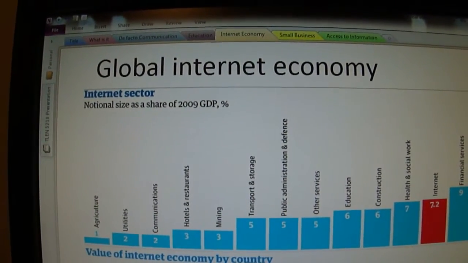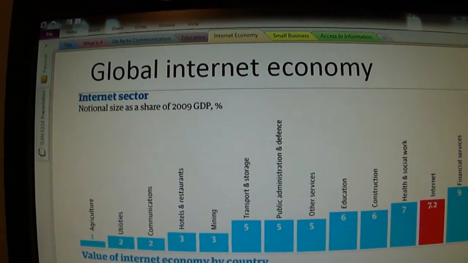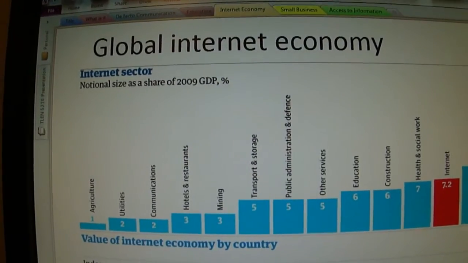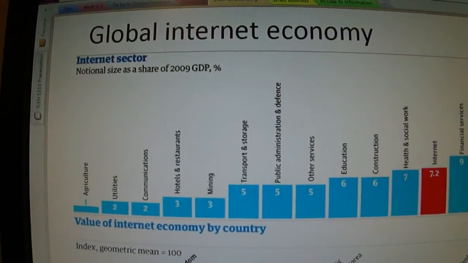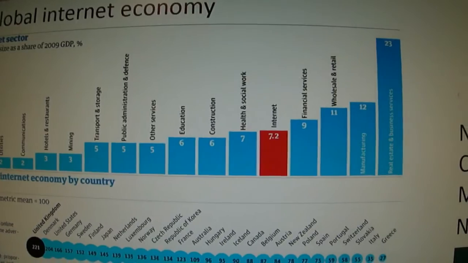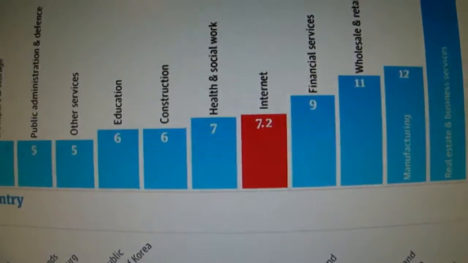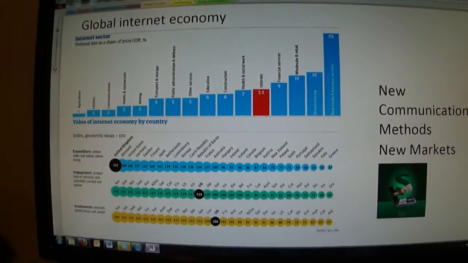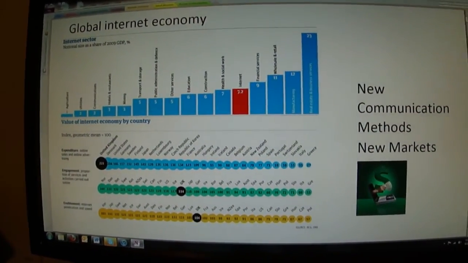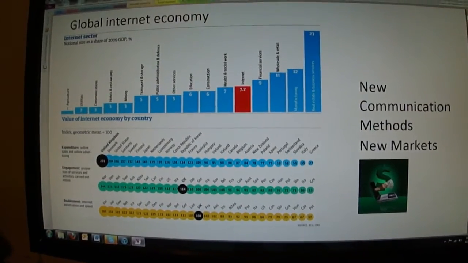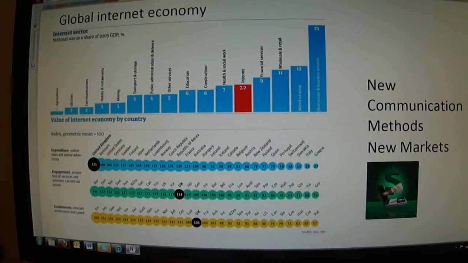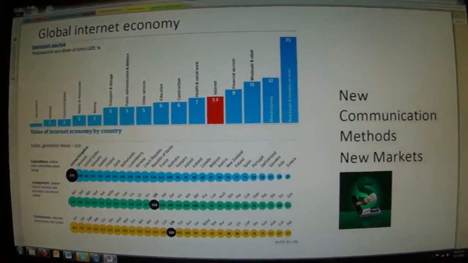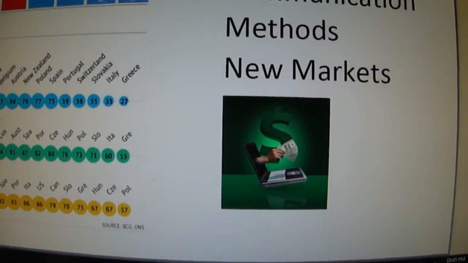The term Internet economy refers to business functions that can now be completed over the Internet, and that's a lot. Looking at the chart below, in 2009, 7.2% of UK's GDP was from the Internet. This is because the Internet economy opens up new communication methods, often ones that are faster and cheaper to implement than traditional services, and opens up new markets. And in response, that means more money.